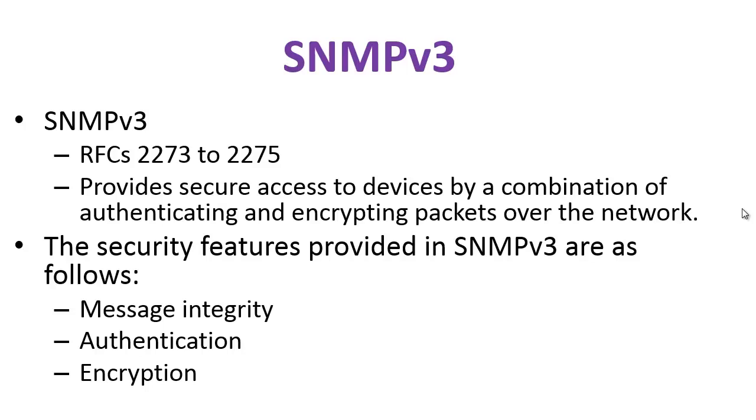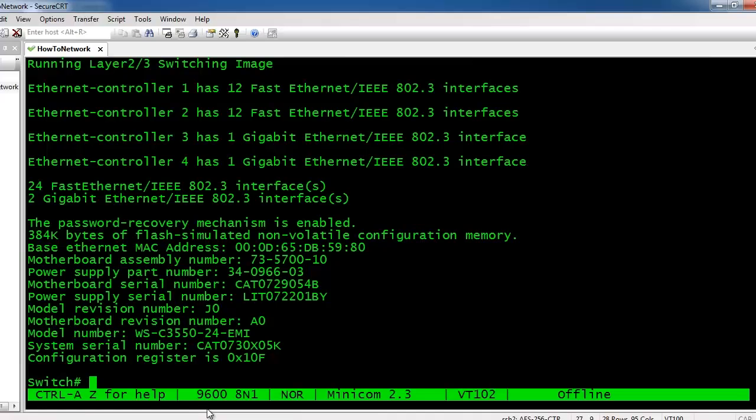SNMP version 3 provides secure access to devices by a combination of authenticating and encrypting packets over the network. The security features provided in SNMP version 3 are as follows: message integrity, which ensures that a packet has not been tampered with in transit; authentication, which determines that the message is actually from a valid source; and encryption, which scrambles the contents of a packet to prevent it from being learned from an unauthorized source. Let's go into the lab and configure SNMP.